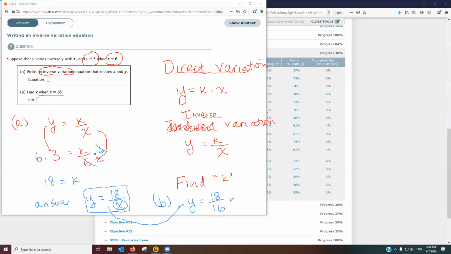And I could simplify the fraction. I'll divide top and bottom by 2. So this is 9 over 8. So that's the answer to part B.